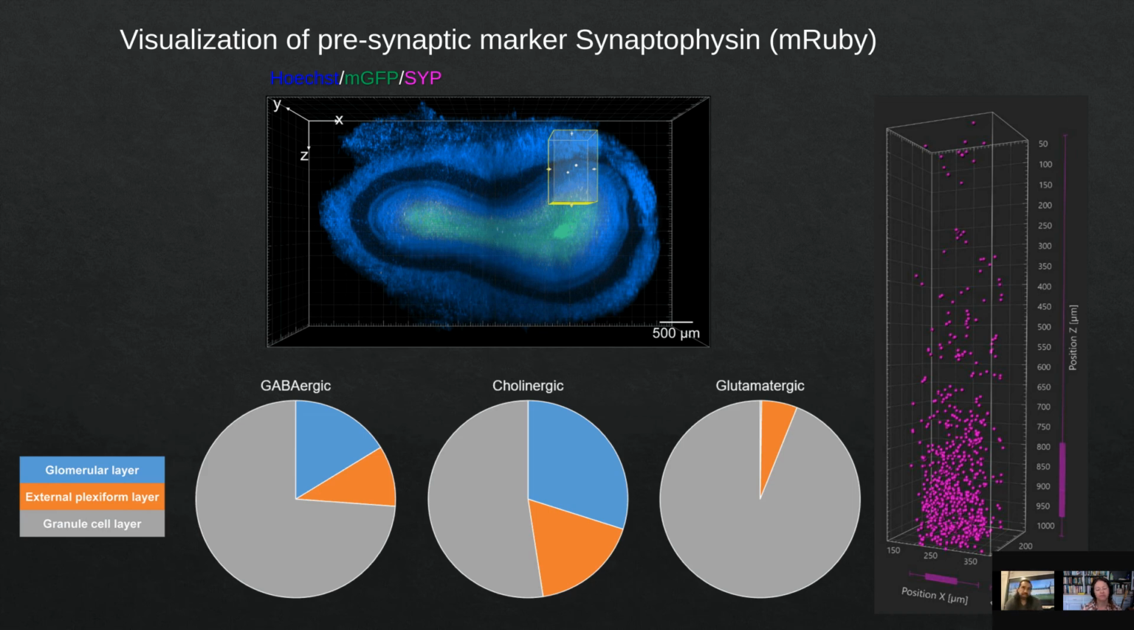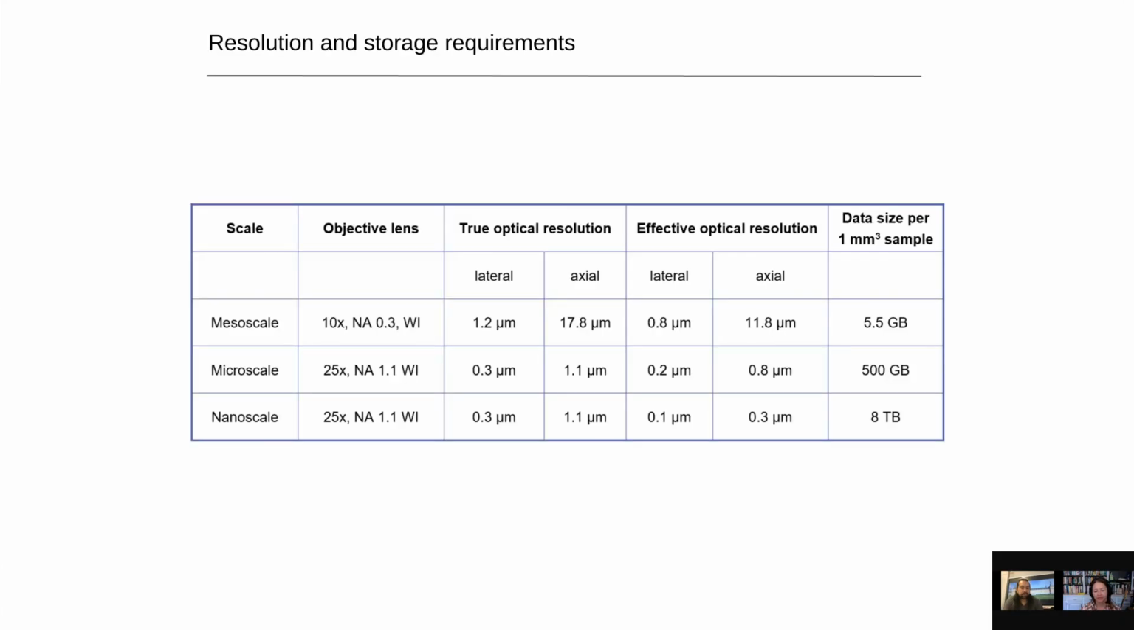Now if you expand the sample 4 times, like if you put the sample in water, here you can see what we have is an optical resolution of 300 nanometers. Like if you see the nanoscale, the last row, with the 25x objective plus the 4 times expansion, we can achieve 300 nanometers in X and Y and axial 1 micron.